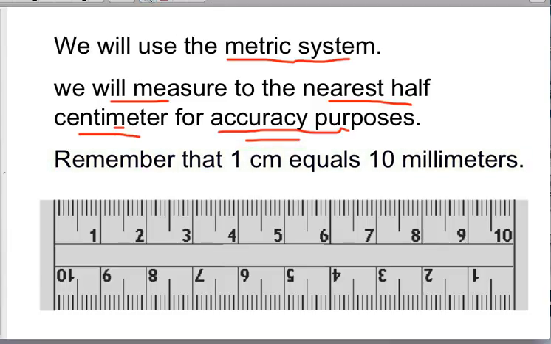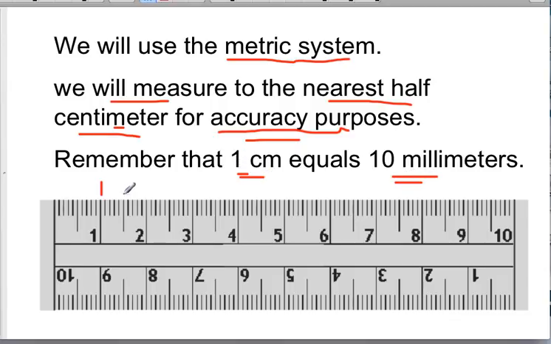Also, what you want to remember is that 1 centimeter equals 10 millimeters. So if we look down here, you'll see that we have 1 centimeter, which means we have 1, 2, 3, 4, 5, 6, 7, 8, 9, 10 little tiny millimeters in every centimeter. 1 centimeter equals 10 millimeters.